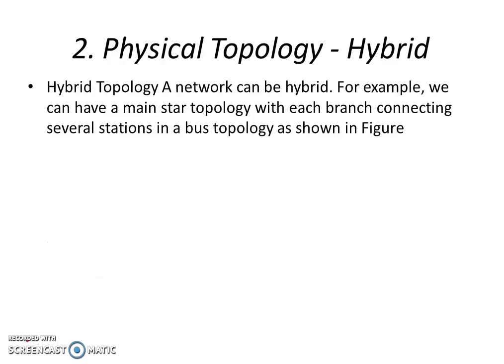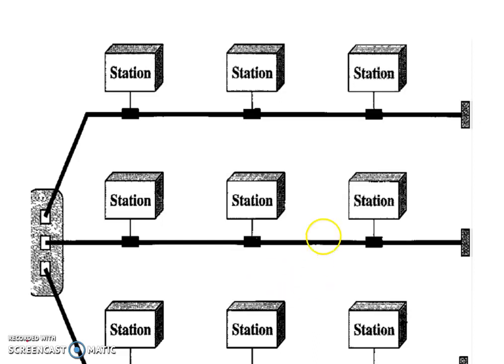So finally, hybrid. Hybrid is not a separate topology. It is a combination of basic topologies. What are the topologies we have learned so far? We started with mesh topology, star topology, bus, and after that ring topology, right? A combination of two or more topologies is known as hybrid topology. For example, we can have a main star topology with each branch connecting several systems or stations in a bus topology. If you see this diagram, you can understand.